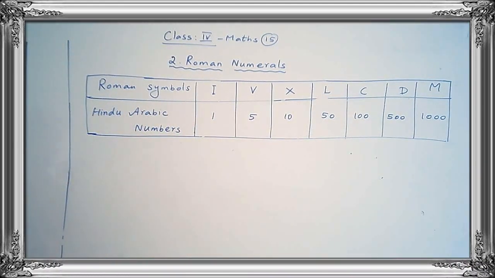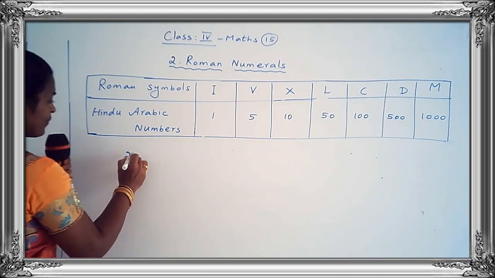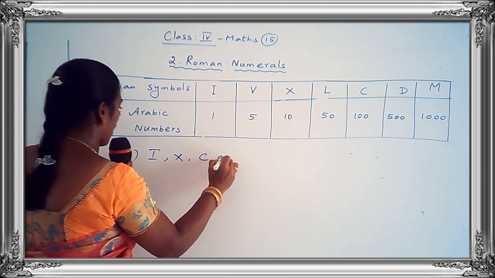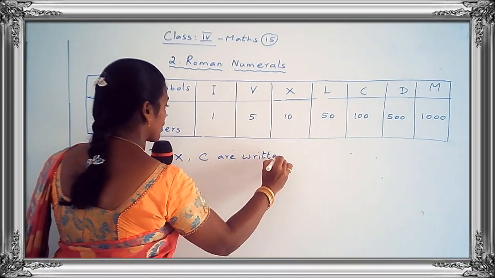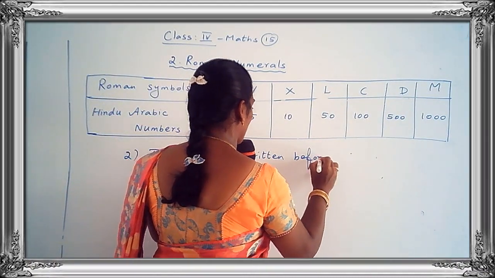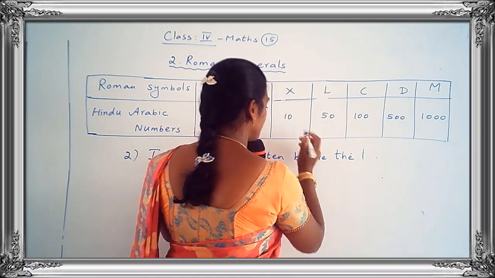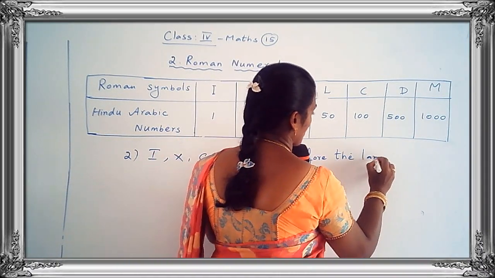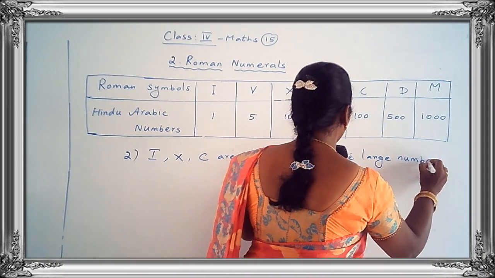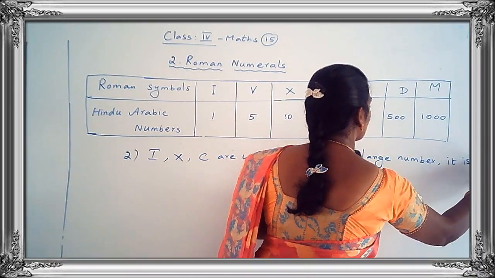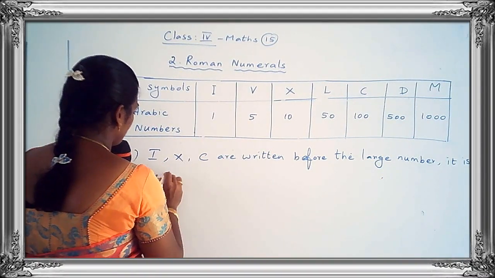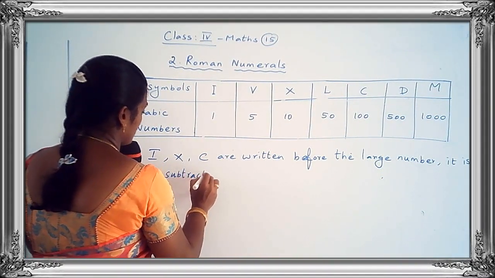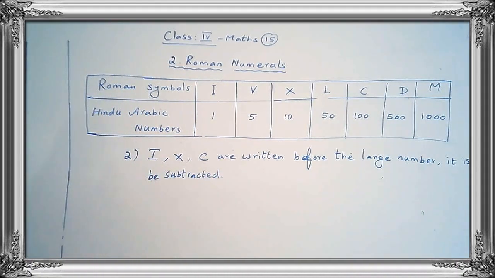Second rule. So your second rule is I, X, C are written before the large number. Okay. Before the large number, it is to be subtracted. Okay. Listen all of you. Your second rule is I, X, C are written before the large number. It is to be subtracted.